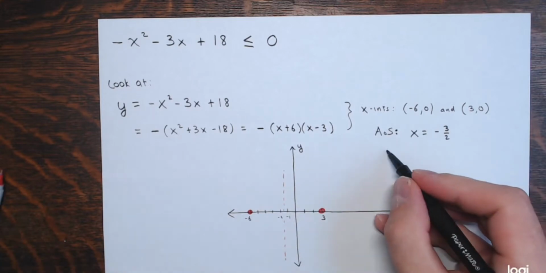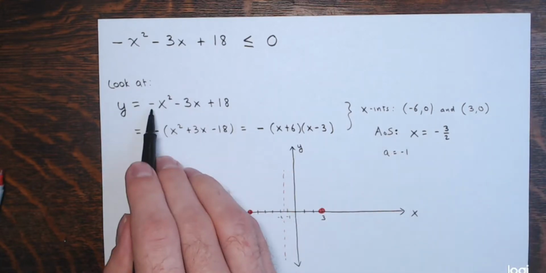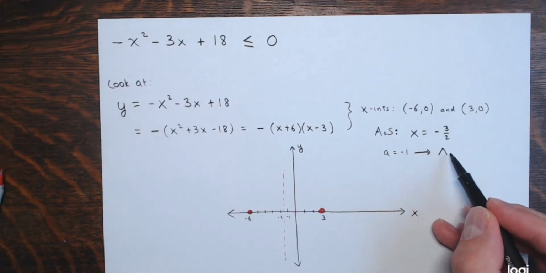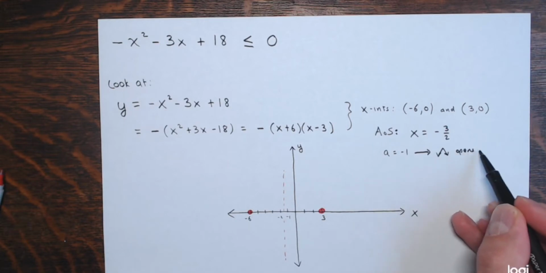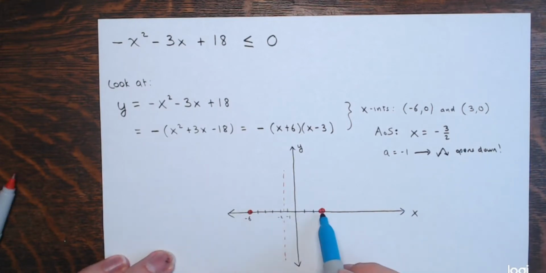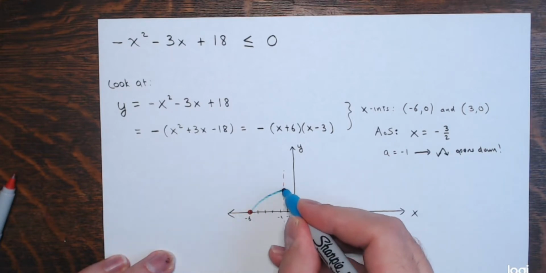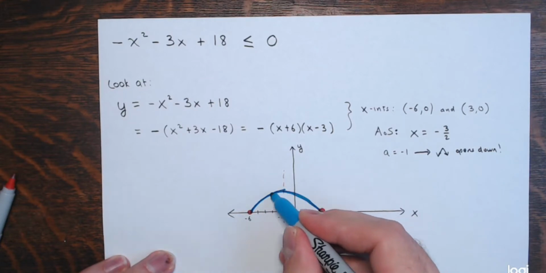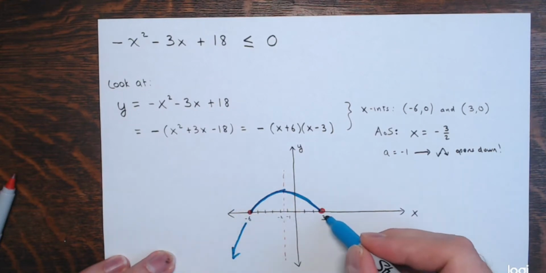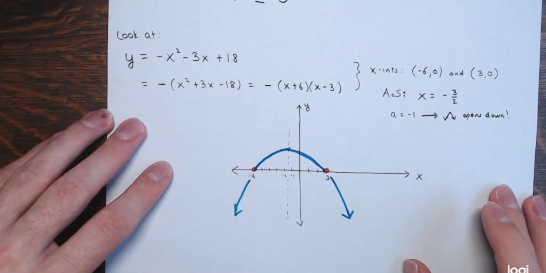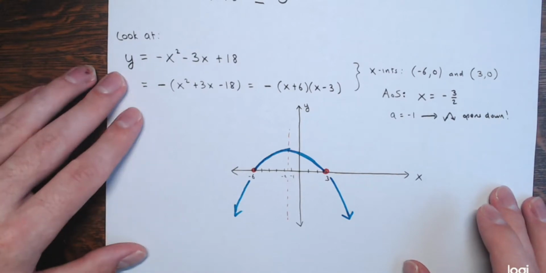And the value of the lead coefficient is negative 1, right? y equals negative 1x squared. So that negative means the parabola opens down. These are all properties you saw back in section 9.7. So I have the x-intercepts, and I know it opens down. I don't know where the vertex is, and I don't really care right now. But I do know that the parabola opens down, so it should look something like this. And that's really all we need.